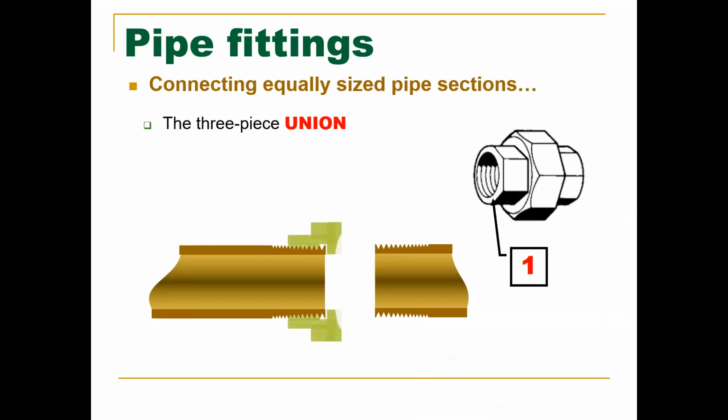Now, we have something called a union. This utilizes internal threads on both sides. But here's the big thing about a union. It comes in three pieces.